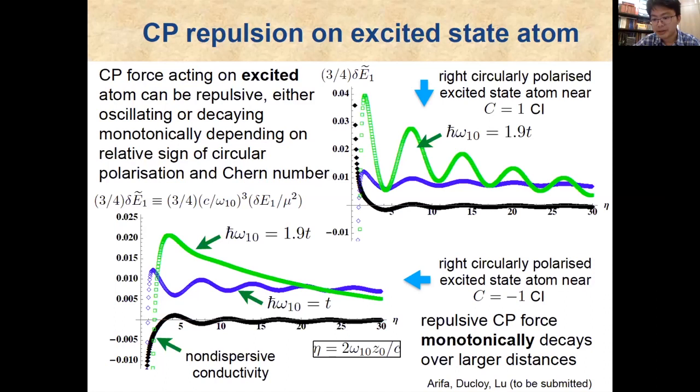So if we replace the C equals minus one Chern insulator with a C equals plus one Chern insulator, we see that the Casimir-Polder shift is still oscillatory.